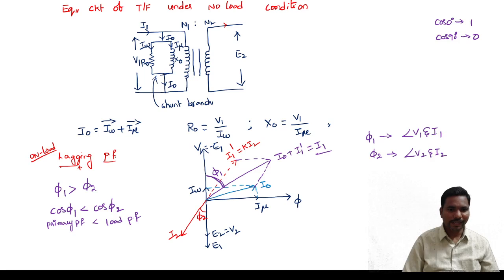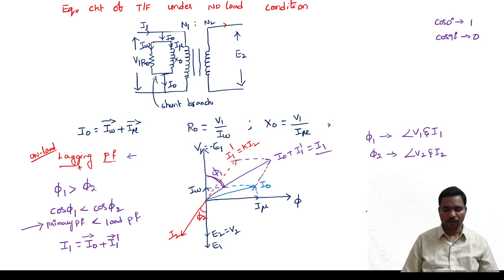So in case of lagging power factor, finally what we got is that the primary power factor is less than that of the load power factor. And we also got one more relation: I1 is equal to I0 plus I1 dash. This is also a vector sum.